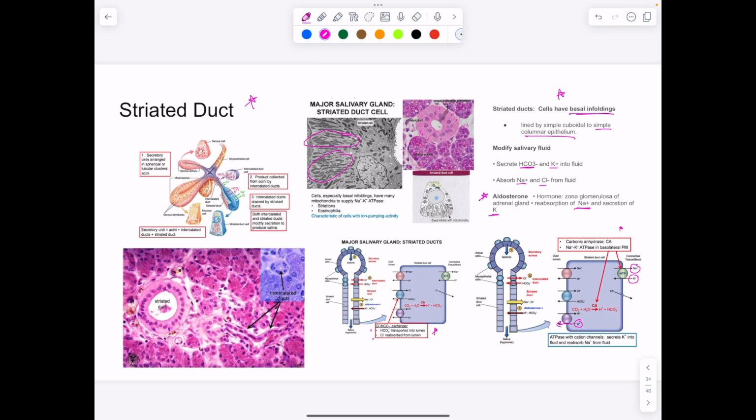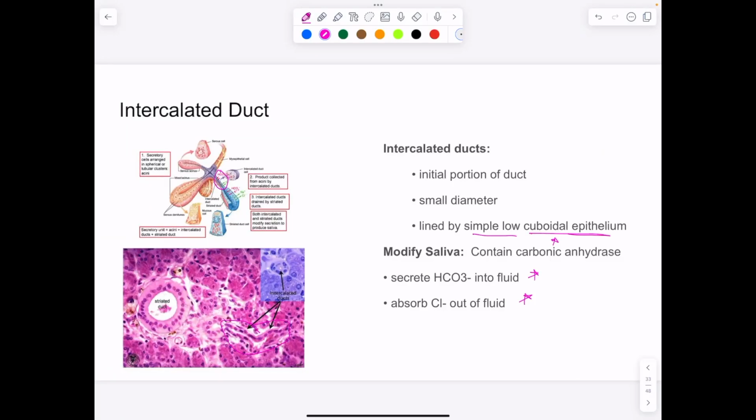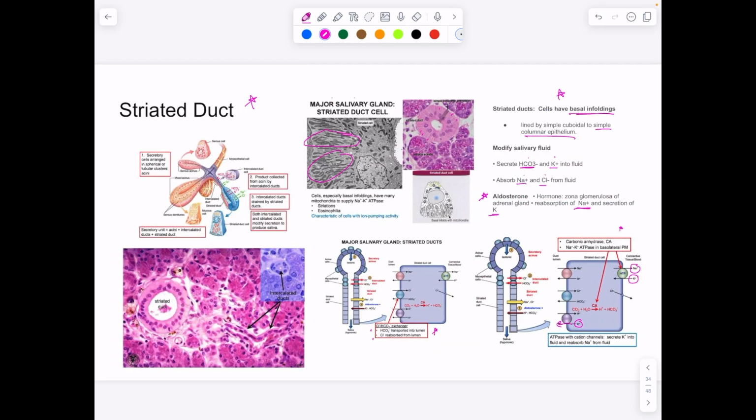Okay, so striated ducts: bicarbonate into the fluid, potassium into the fluid, take out chloride and sodium from the fluid. And then intercalated ducts, which drain into these guys, are also putting bicarbonate into the fluid and taking chloride out of the fluid, but they're not doing the potassium and sodium, which the striated ducts are doing with the help of our friend aldosterone.